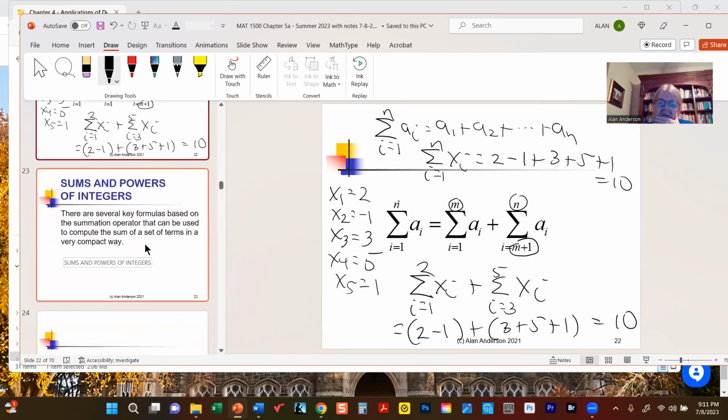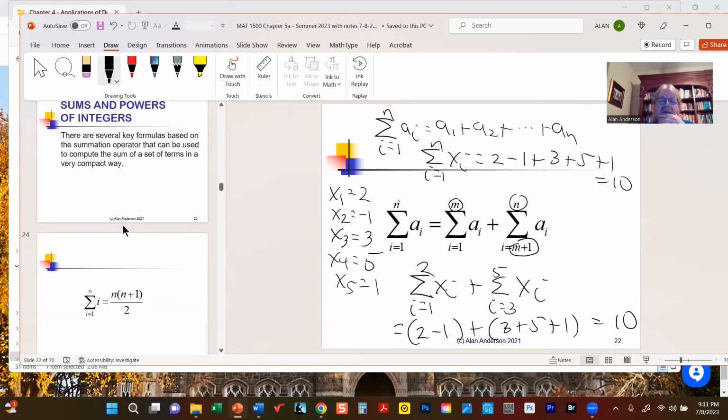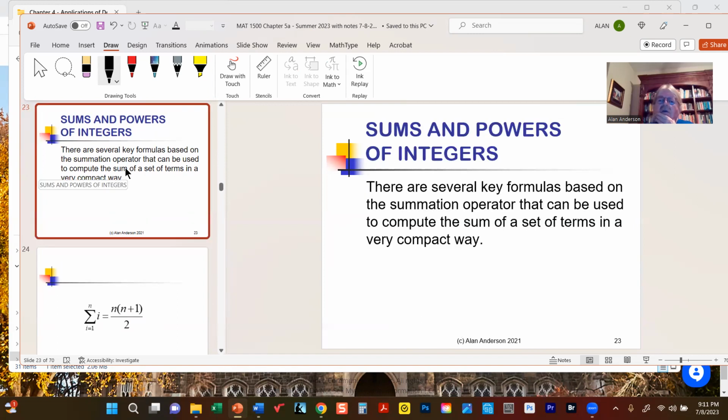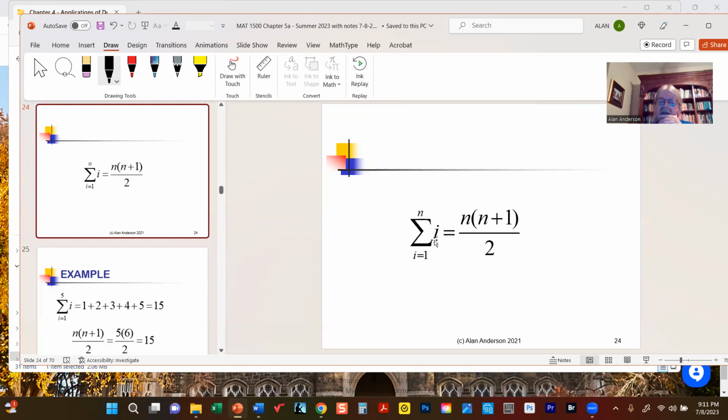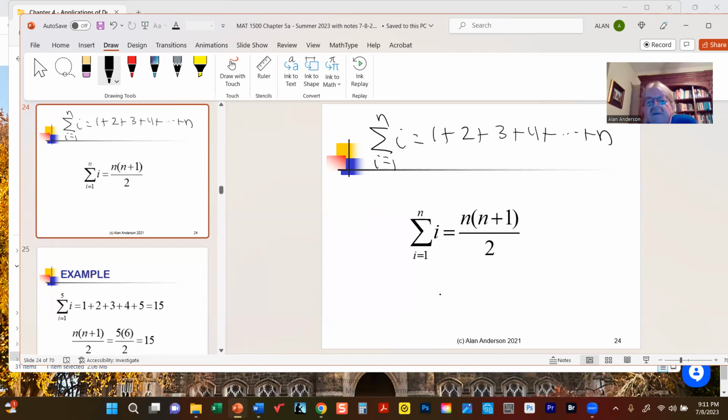Now, here's some interesting results. This is something you might not have encountered before. Some of these summation formulas can be reduced to an algebraic formula, let's say. You'll see what I mean in a second. It turns out that the sum of the indexes from 1 to n, which means it's literally just 1 plus 2 plus 3 plus 4 plus ... plus n, can be simplified to n times (n plus 1) over 2.